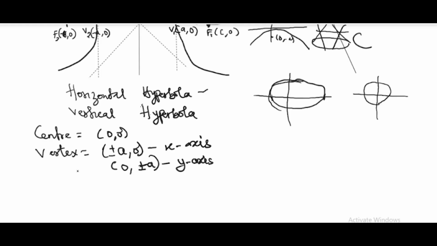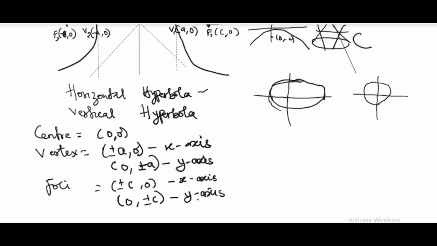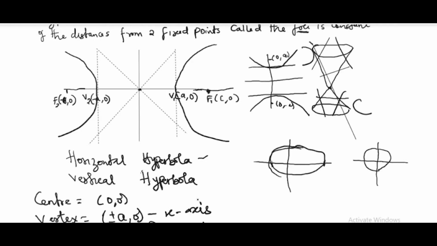So the next thing is your foci, and that is plus or minus c comma 0 if it's on the x-axis, and then we have it to be 0 comma plus or minus c if it is on the y-axis. Okay, so now before we proceed, we're going to be using the graph to interpret everything.